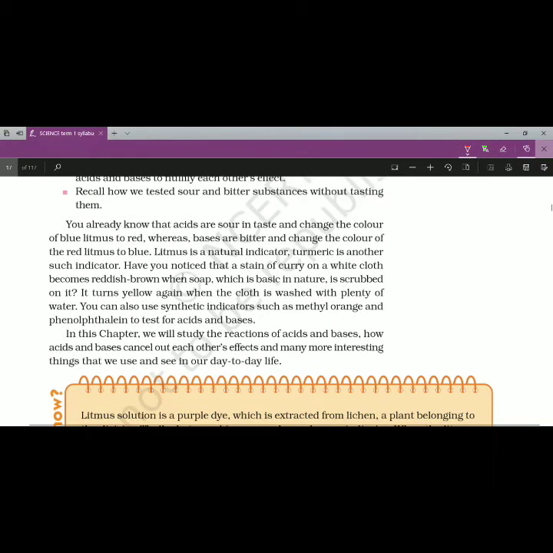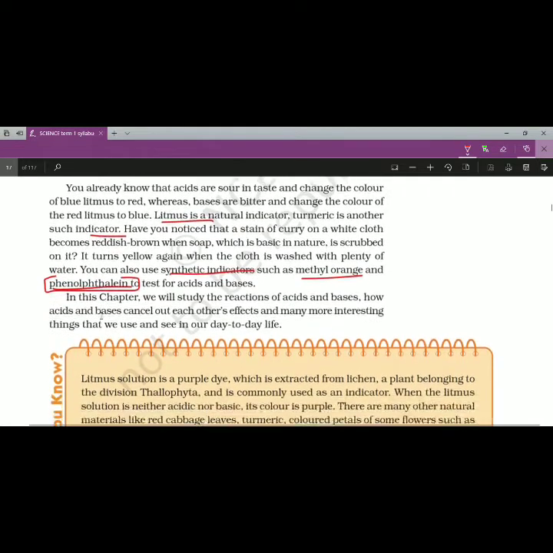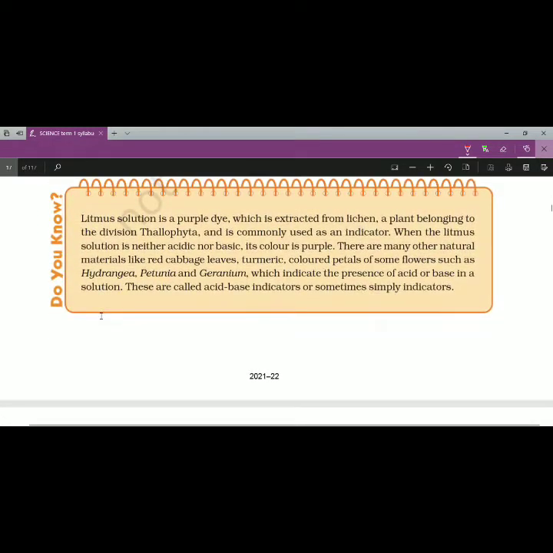In this chapter CBSE hasn't removed anything. Litmus is a natural indicator, turmeric is another indicator which is natural. Okay, what are synthetic indicators? Methyl orange and phenolphthalein, these are the two synthetic indicators. It's phenolphthalein. Litmus solution is a purple dye. You can get the question from this box also.